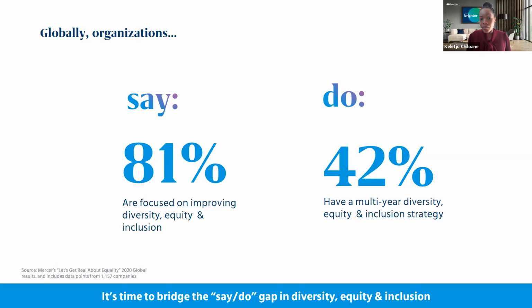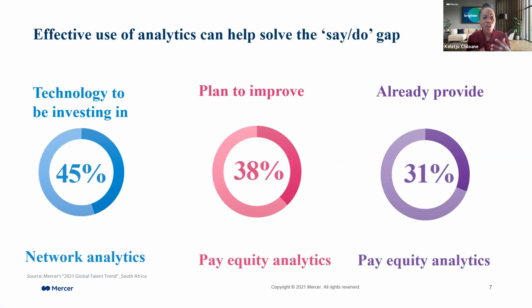And unfortunately, this is something that we are seeing globally, where a well thought out, evidence-led, multi-year diversity, equity, and inclusion strategy is just not in place for some of the organizations that we engage with. Now, the idea here is that it's time that we bridge the say and do gap in the diversity, equity, and inclusion conversation. And some of the ways in which organizations can do this is through the effective use of analytics to help solve this gap.